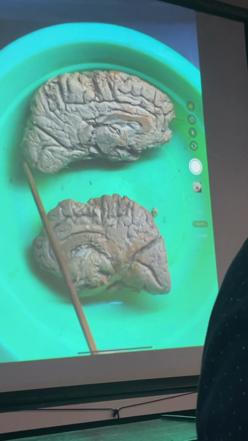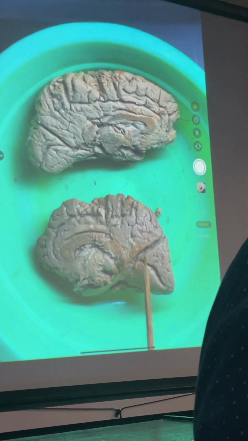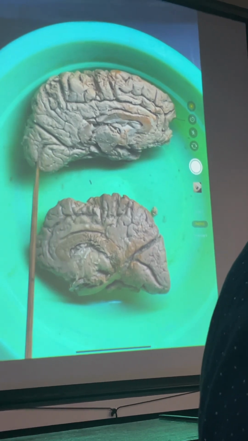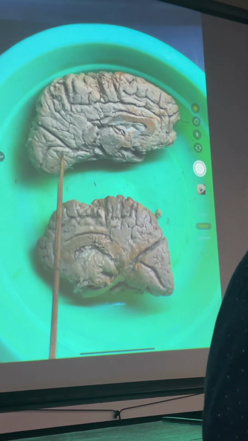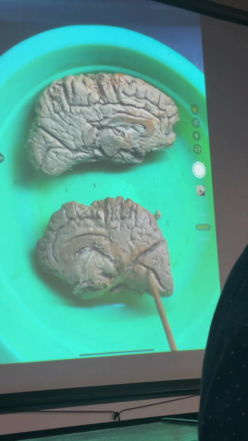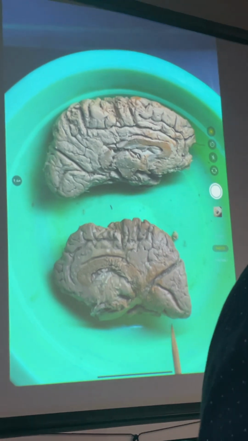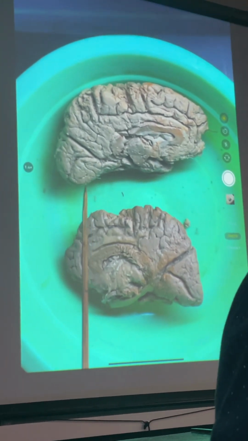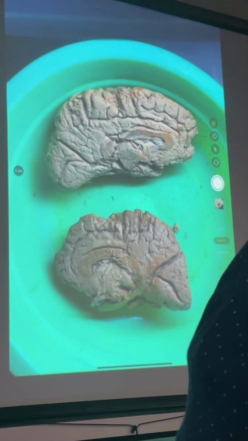You have the cuneus over here. Next, what is this? The calcarine fissure. This one here is the calcarine fissure. And just beneath the calcarine fissure is known as the lingual gyrus. You see it? Yes.